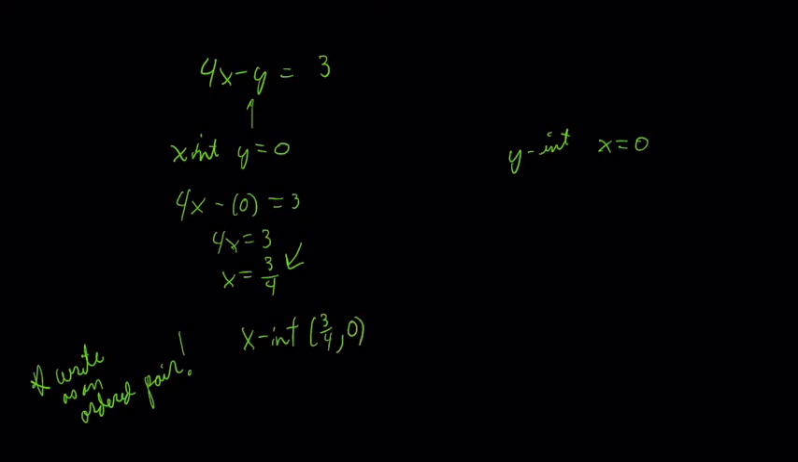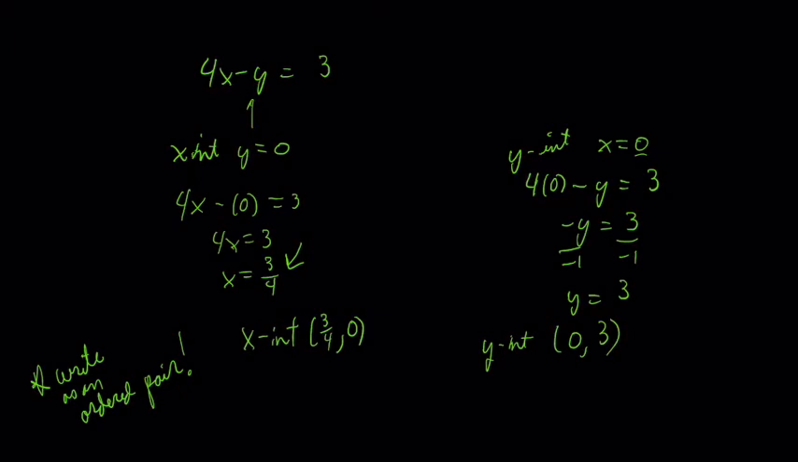Now let's go ahead and find our y-intercept. So I have 4 times 0, because we're plugging in 0 for x, minus y equals 3. That gives me negative y equals 3. I divide both sides by -1. I have y equals 3. So my y-intercept, again, it has to be written as an ordered pair, is when x is 0, y is 3. So there we found our x and y intercepts of 4x minus y equals 3.